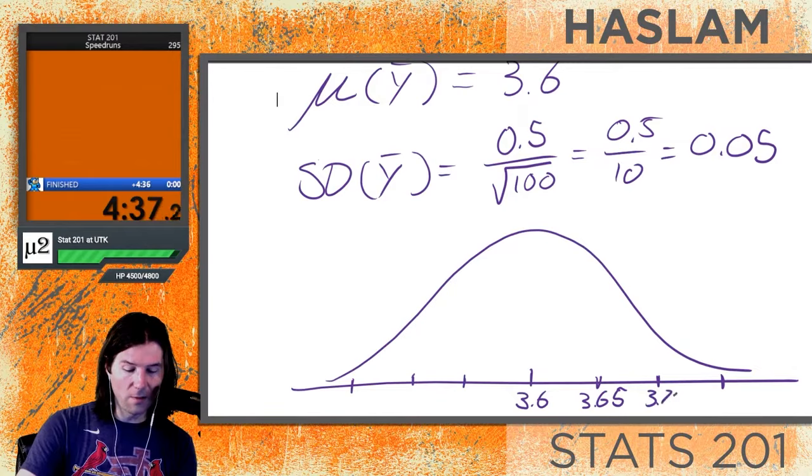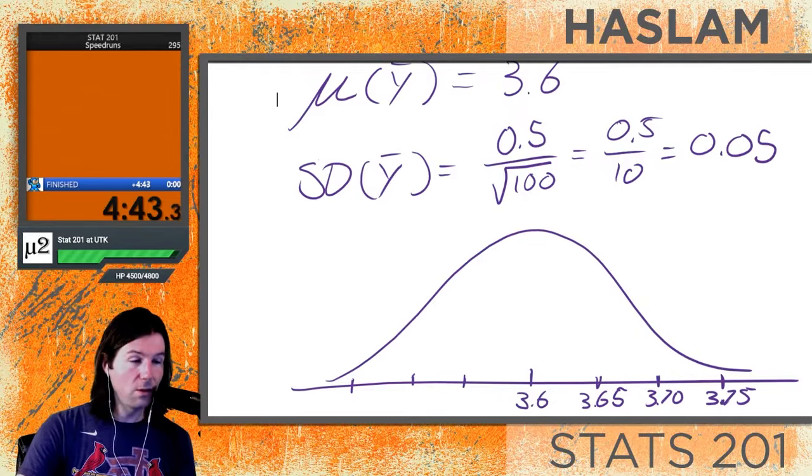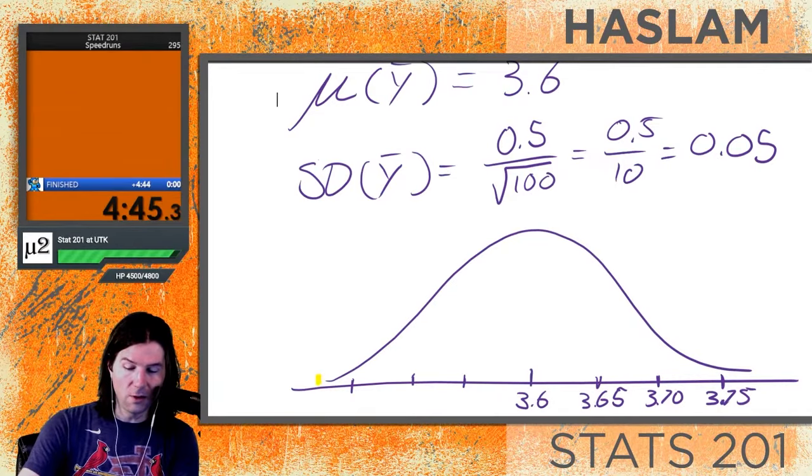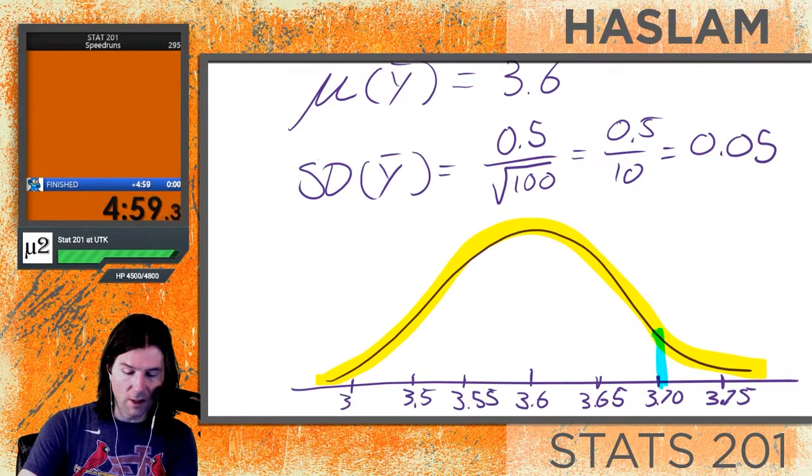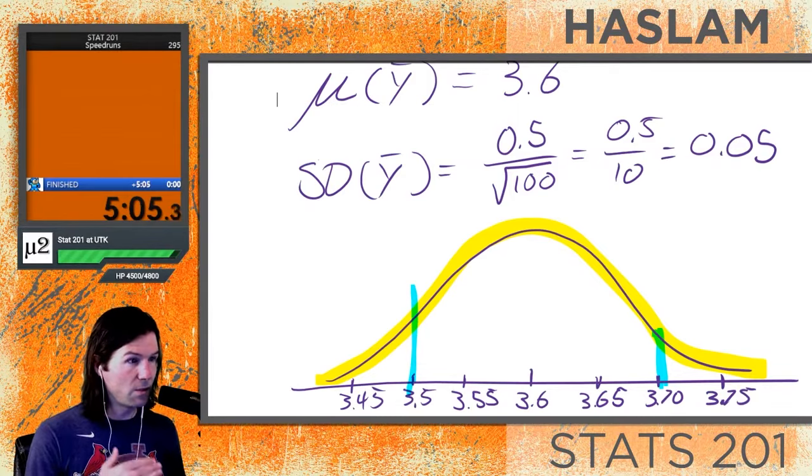So if you took a sample of UT students and found out their GPA, well, it'd be very unusual in a sample of 100 students to see a GPA above 3.7. That's 2 standard deviations above the mean right there. And it'd be very unusual in your sample to see a GPA below about 3.5. That's 2 standard deviations right there. So we're talking about what is usual or unusual when we take a sample of students.